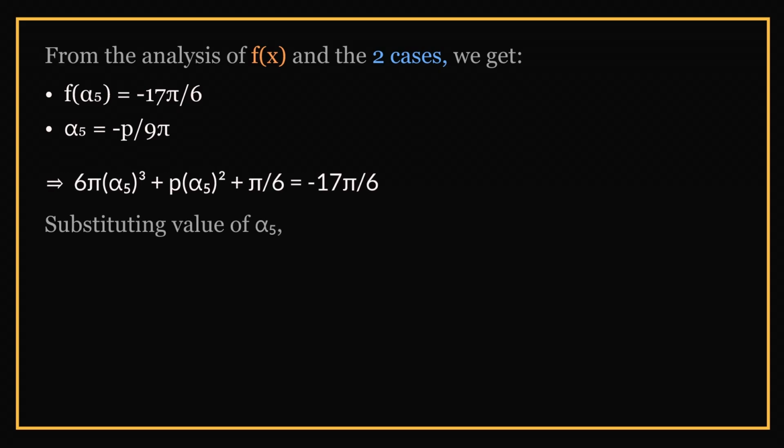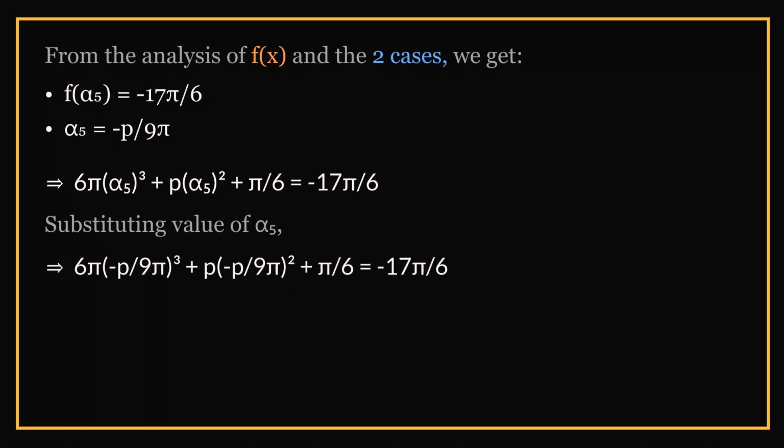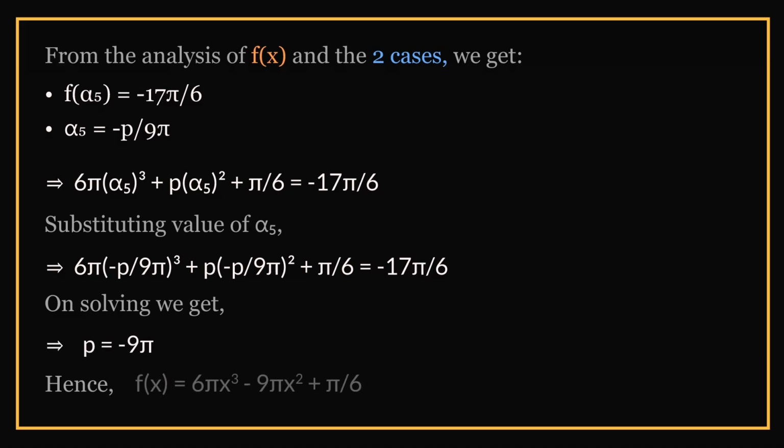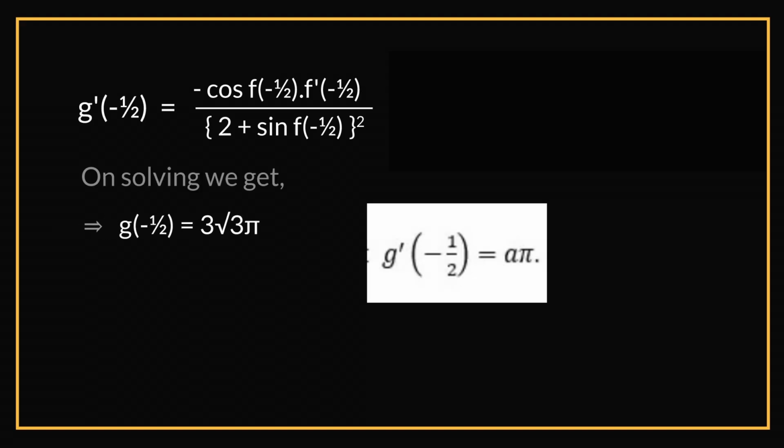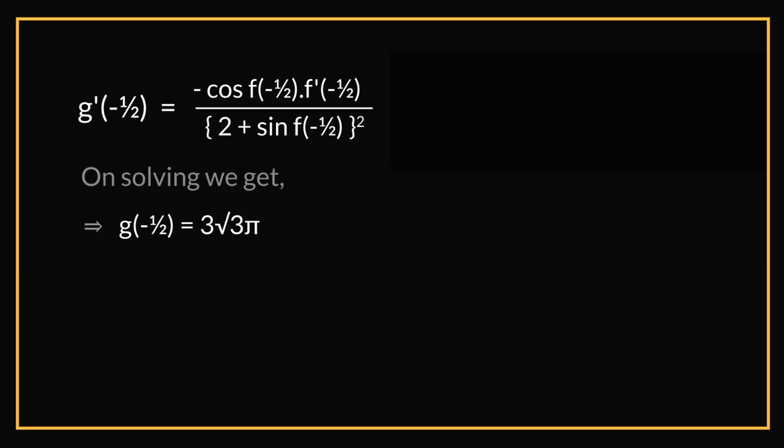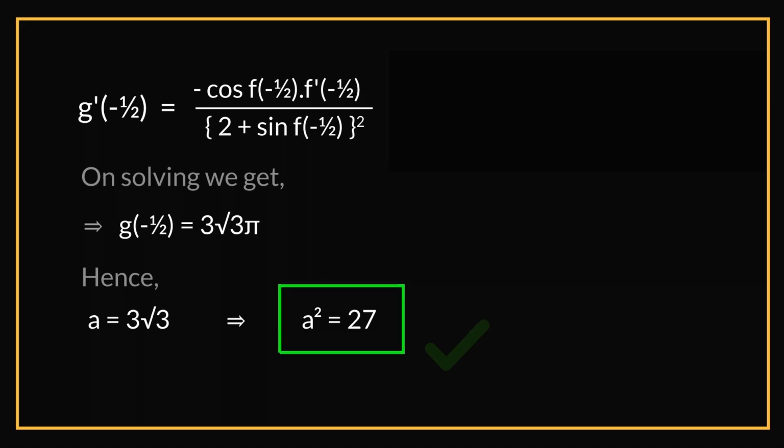We can substitute the value of alpha 5 in f(x). On solving, we get p equal to minus 9 pi. Hence, f(x) is this, and its derivative. Now, we need to find the value of g dash minus half, which on solving we get this. Comparing with a pi, we see that a is equal to 3 root 3. Hence, a square is equal to 27.